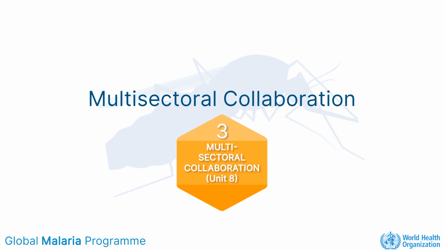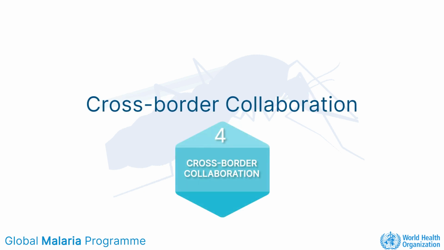Multi-sectoral collaboration is a key area of activity for prevention of reestablishment. Unit 8 already covered this topic in depth, so we won't repeat that here. Just note that multi-sectoral collaboration will need to continue past elimination into the prevention of reestablishment phase. Border regions are important for the prevention of reestablishment because these are often the areas with the greatest malariogenic potential after elimination.